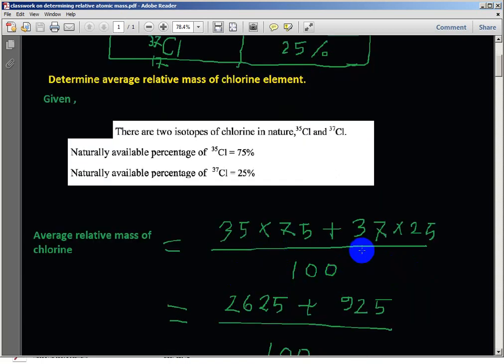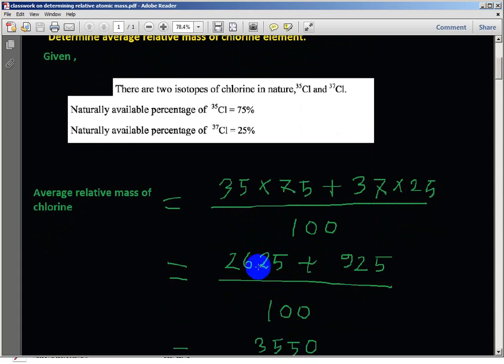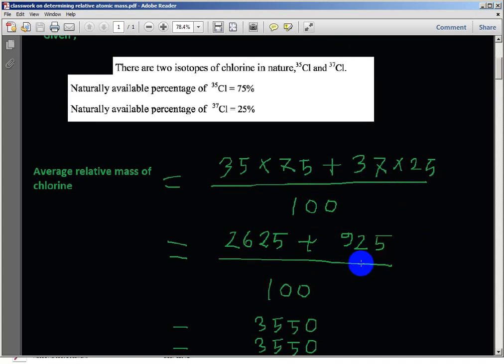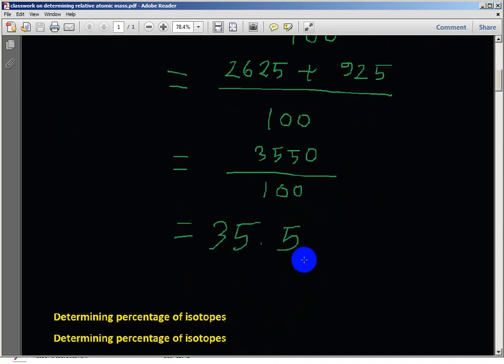Then finally both are summed. Here we have 2 multiplications, and this result is the summation of these 2 multiplications, then finally divided by 100. So here it is 2625 plus 925, divided by 100 total, so it is 35.5.